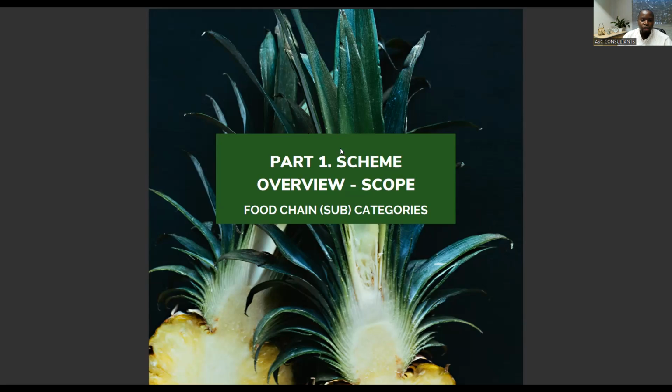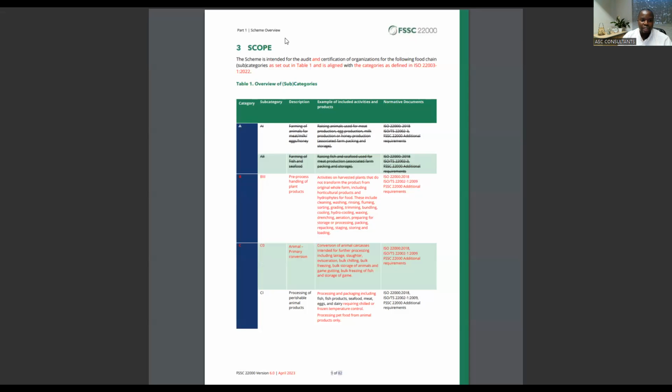Okay, so as you know, FSSC 22000 is subcategory. As you see here, category A, which looks at farming of animals, has been removed. I did outline earlier that this is because they're aligning it to ISO 22003 part 1 of 2022, with categories as described in that. Then category B has also been modified to speak directly to the pre-processing handling of plant products.